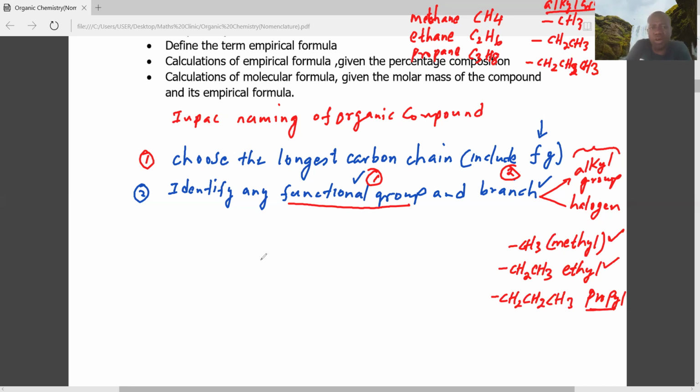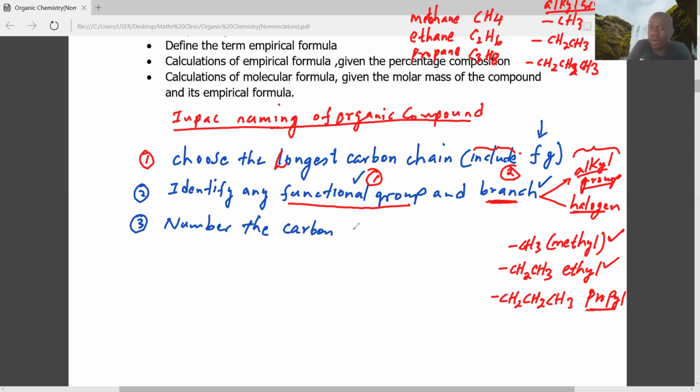So when you are naming organic compounds, ladies and gentlemen, number 1, you need to choose the longest chain. You choose the longest chain, and this longest chain must include the functional group. Then secondly, you identify any functional group and branch. And when we talk about branch, you're talking about alkyl group and halogen. Then number three, you must number the carbon atoms.